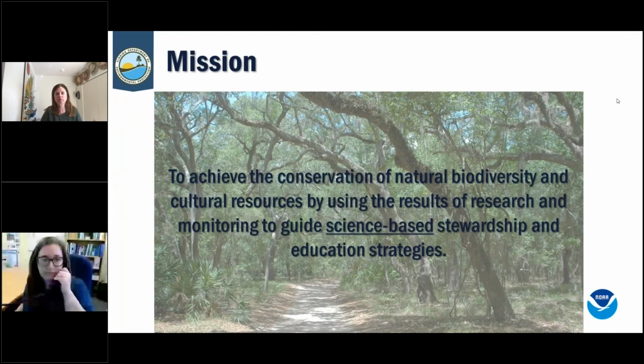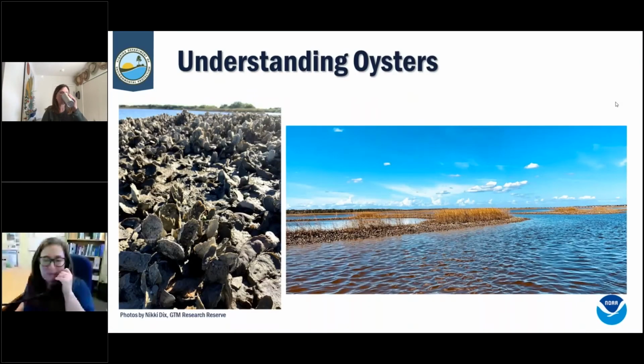And as probably with all of the reserves, we rely heavily on our data to make sure that we are making the best decisions to conserve our natural biodiversity and cultural resources, which leads perfectly into our next slide of how we got to where we are today.